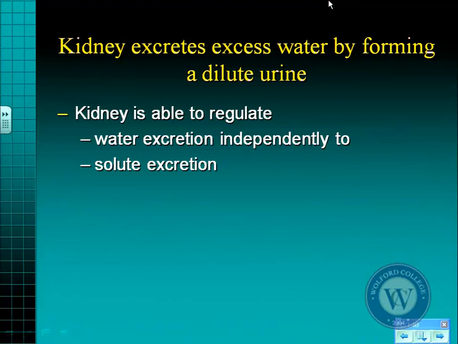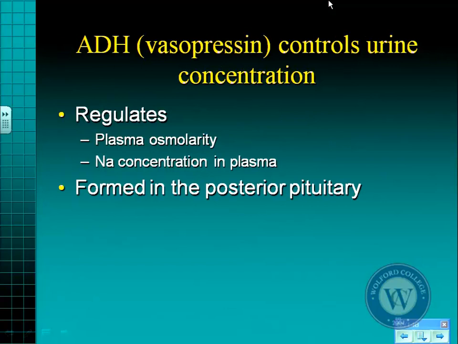The kidney excretes excess water by forming a dilute urine. So the kidney is able to regulate water excretion independently of solute excretion, which is pretty important. It does this by ADH, by far. ADH controls urine concentration. It regulates plasma osmolarity and sodium concentration in the plasma. You can remember it's released by the posterior pituitary. Okay? The posterior pituitary is sensing information, which eventually gets down to the posterior pituitary. What's unique about the posterior pituitary? It is a neural connection between that and the hypothalamus.